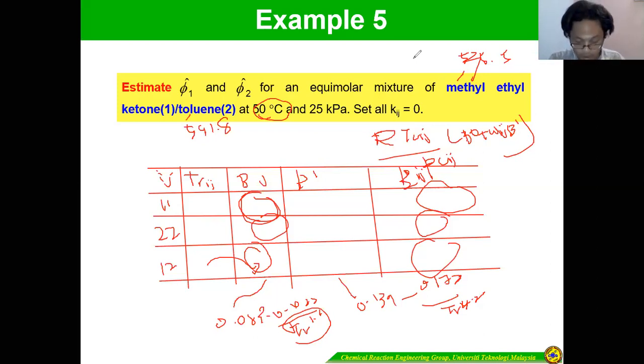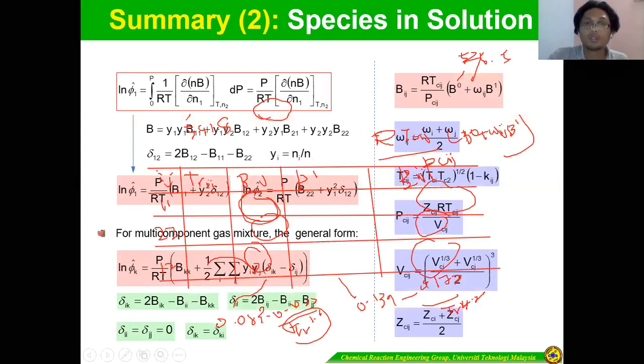Okay, if you calculate, please refer to the WhatsApp. So that's the value once you have calculated all the Tr_ij, B0, B1 as well as B_ij. Okay, so what's next? What do you have to do? Please remember what we have to calculate next. We have to calculate this one.